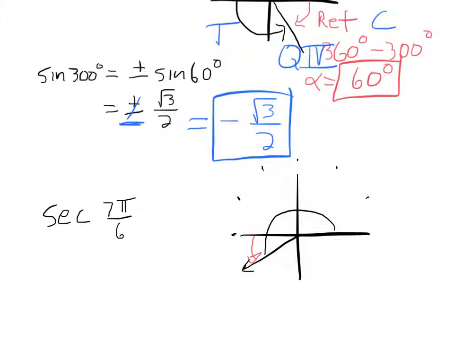When you're dealing with a sixths, the reference angle is pi sixths. No fancy business, that's just it. The reference angle alpha equals pi sixths. I don't care if it's 7 pi sixths or 11 pi sixths or 19 pi sixths. If it's a sixths, the reference angle is pi sixths. Radians makes this super easy for reference angles.